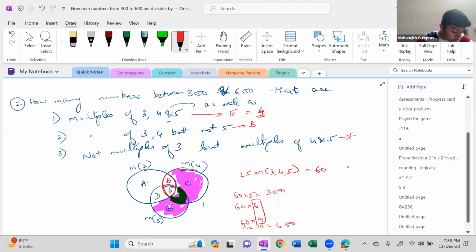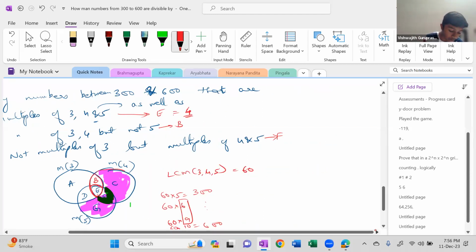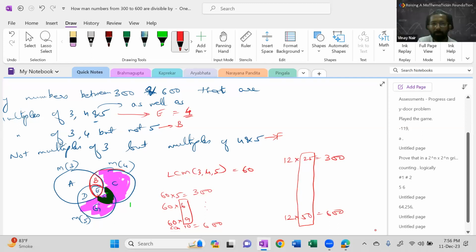Yeah. So we should take the multiples of 3 and 4. That is the LCM of 3 and 4, which is 12. So we can see that 12 into 25 is 300 and 12 into 50 is 600. That's 25 numbers, since we should not take 25. What about 50? We should not take 25 and we should not take 50 as well, right? Because when we say between, we are excluding 300 and 600.